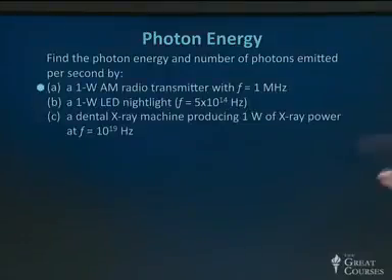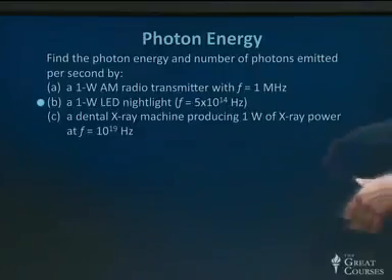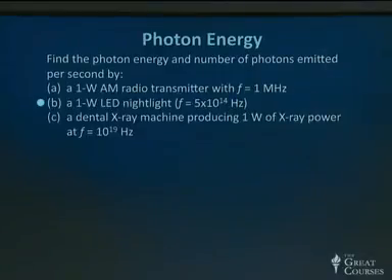A 1-watt AM radio transmitter. The AM radio band spans about 550 to 1500 kilohertz, 0.5 to about 1.5 megahertz, so we're sort of right in the middle of the AM radio band with a frequency of 1 megahertz, 10 to the 6 hertz, a million cycles per second. A 1-watt LED night light, such as you might plug into your hallway so you can have a little bit of light at night.